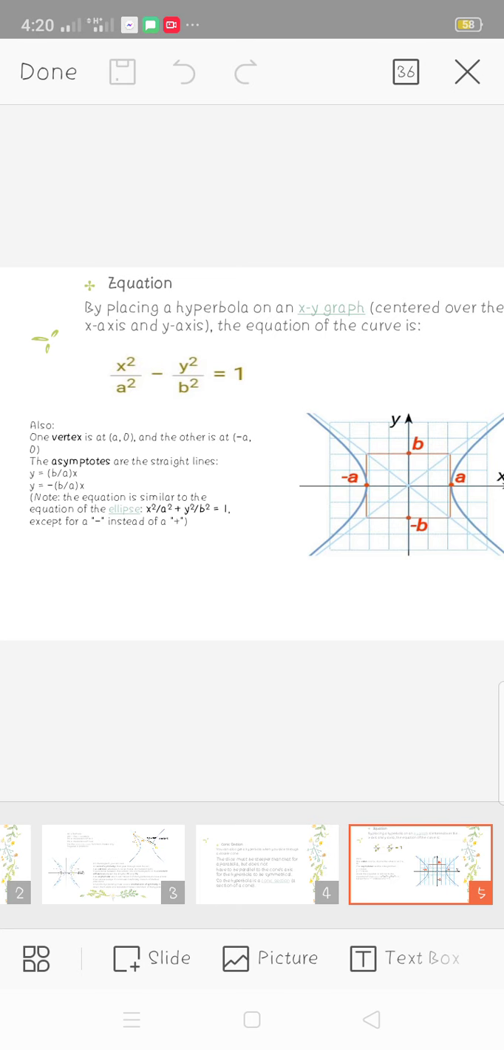Note that the equation is similar to the equation of the ellipse, x squared over a squared plus y squared over b squared is equal to 1, except for a negative instead of a positive.